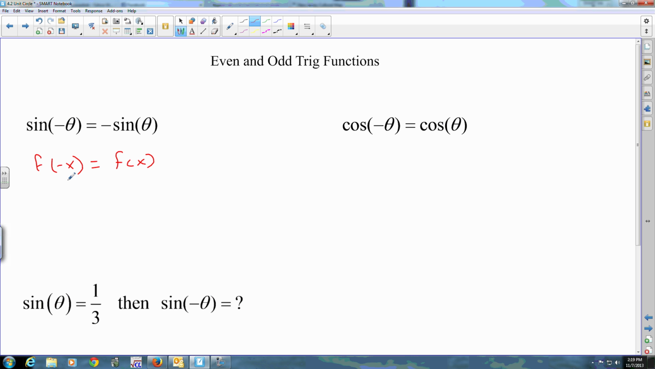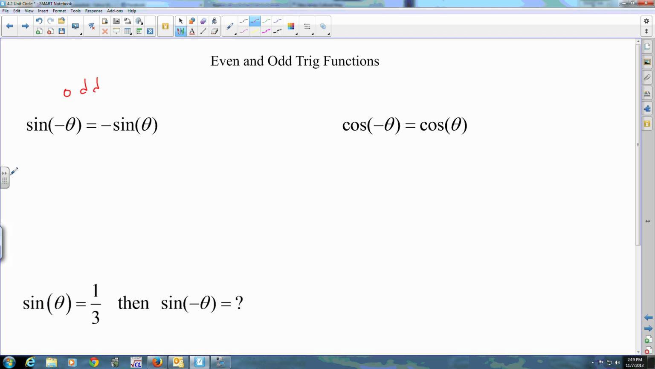Sorry to stutter there. Whoops. This is an odd function. Sine is odd. Let me start over. I don't know what I was trying to scribble there. I might as well get rid of it.